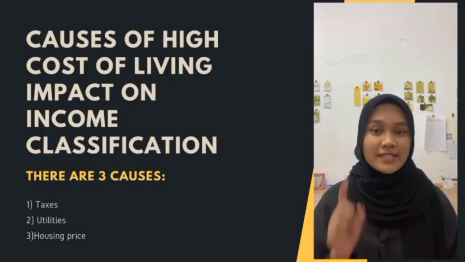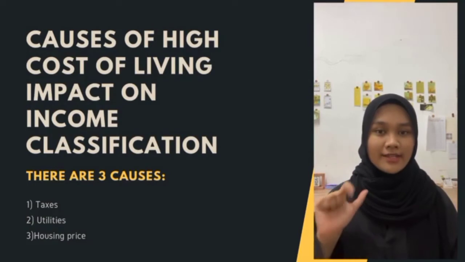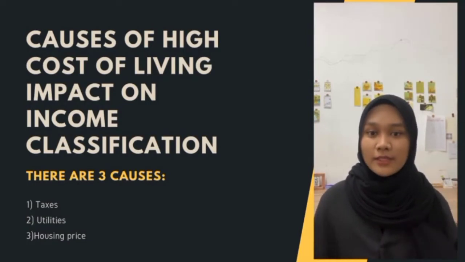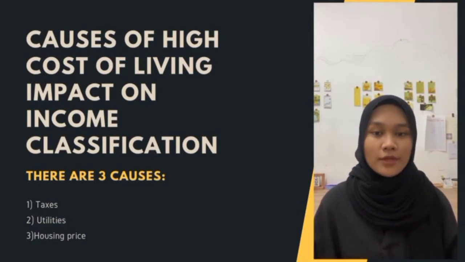The first one is taxes. There are two types of taxes, which are direct and indirect taxes. What will happen if the tax rates are raised? A tax increase reduces disposable income by taking money out of households. When disposable income falls, households have less money to spend and save, forcing consumers to consume less and become more frugal. This is the point at which the rising cost of living begins, especially for the B40 group.